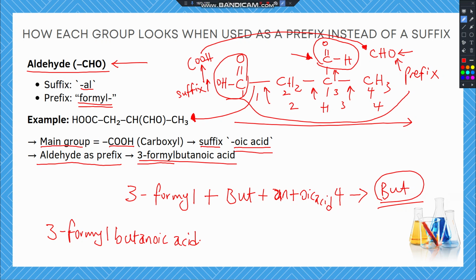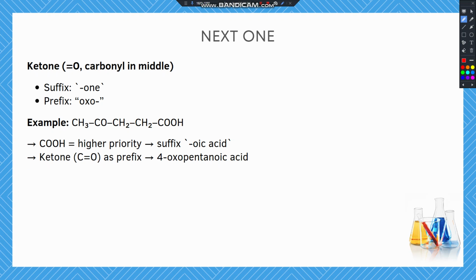Let's treat another example. The next example that we have when a functional group is not the main one is the example of the ketone. A ketone is simply a carbon atom that has a double bond to an oxygen atom. So now, when a ketone is the main functional group, we use the suffix ONE, on. But when it is not the main functional group, we use the prefix OXO, oxo. So now we have this compound over here. Let's redraw it in a way that you can understand.